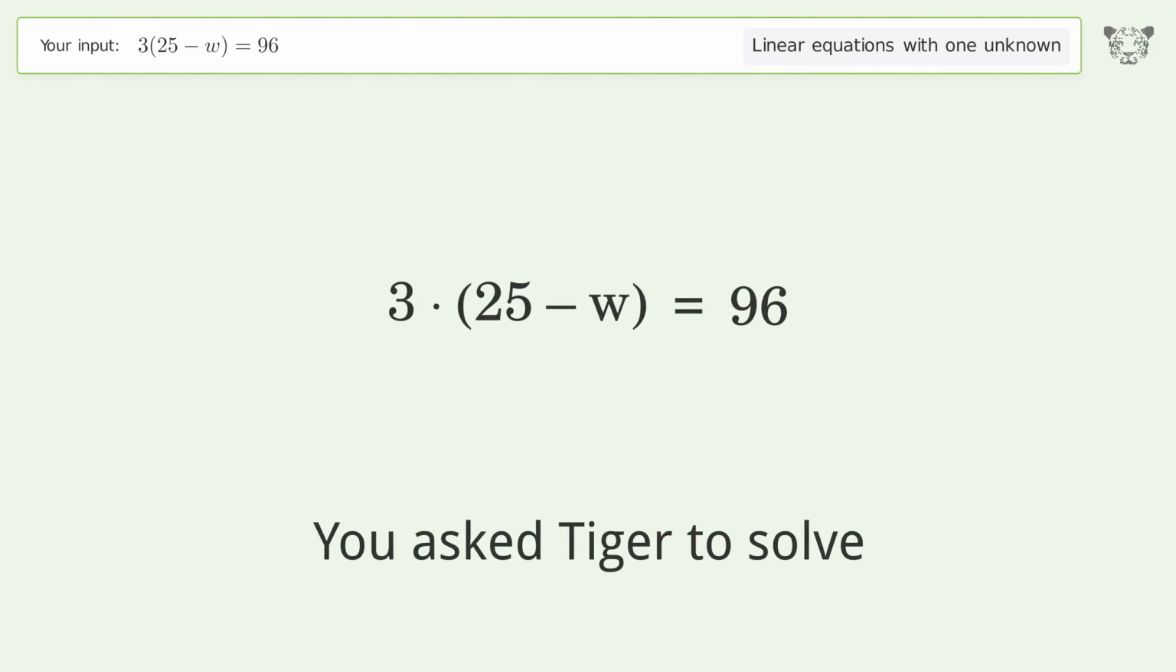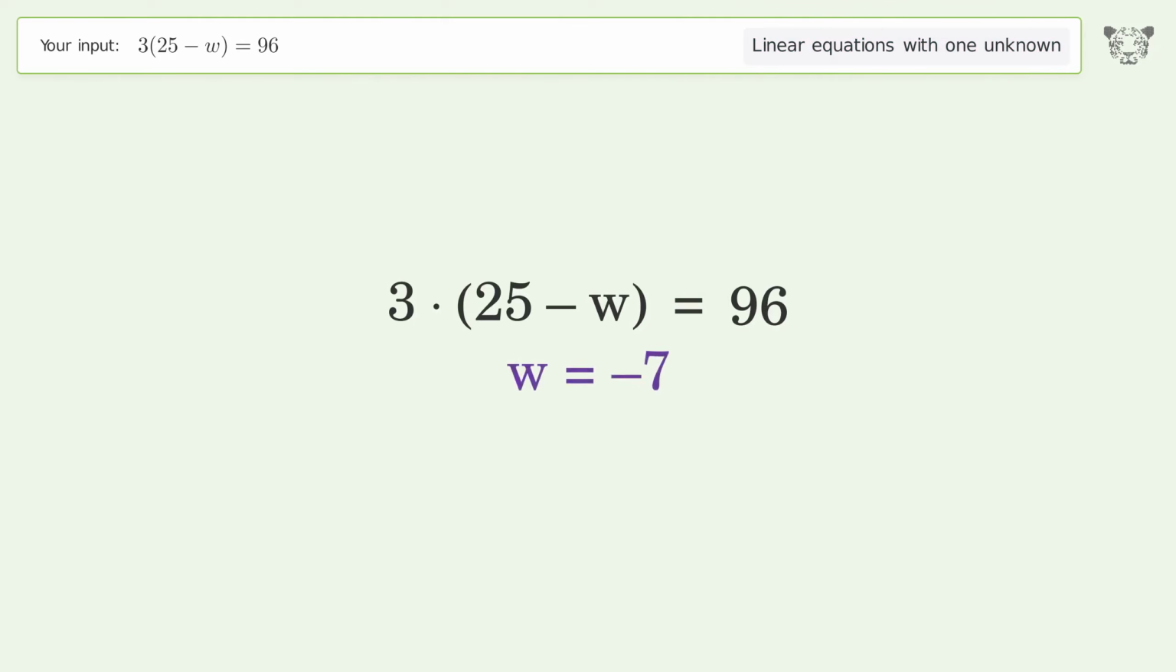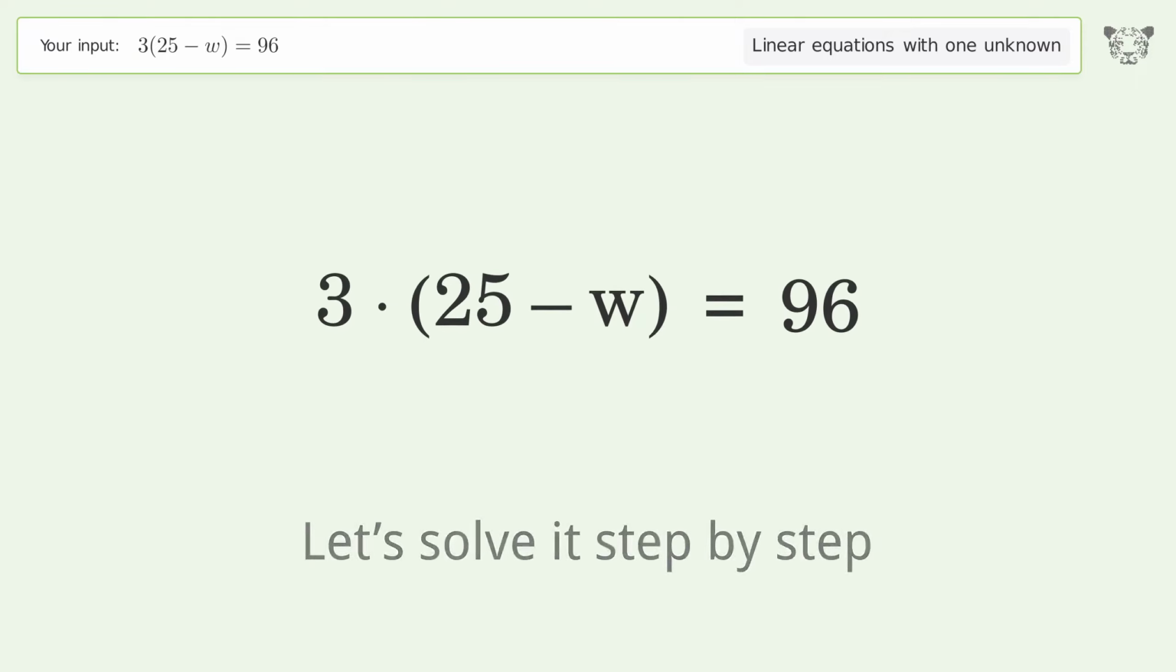You ask Tiger to solve. This deals with linear equations with one unknown. The final result is w equals -7. Let's solve it step by step.